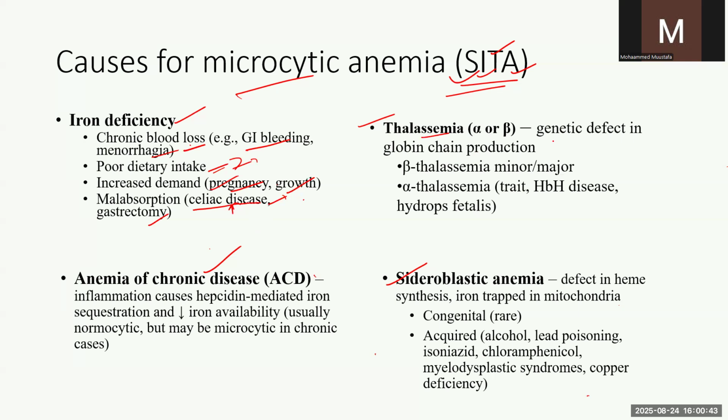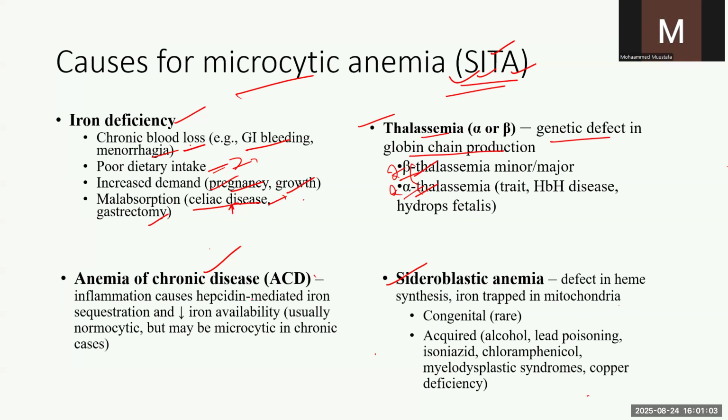Further to the causes, we have thalassemia. It is a genetic defect in which the globin chain production will not occur, that is beta thalassemia and alpha thalassemia. We'll discuss in pathophysiology. There are four components in the hemoglobin, which is 2 beta and 2 alpha. How it is located, we'll see in the diagrams.